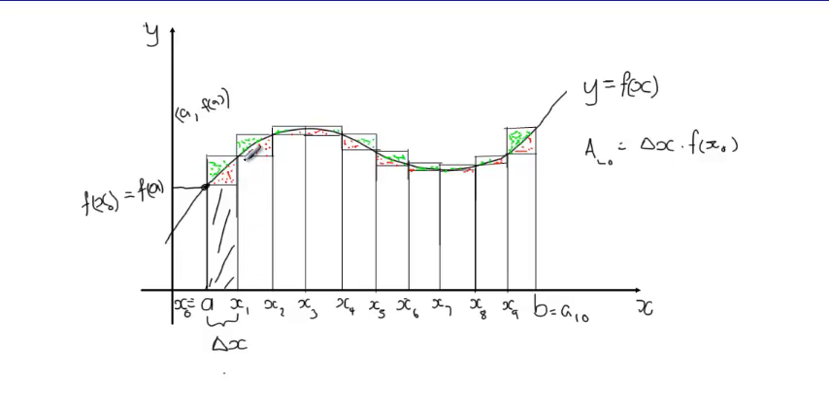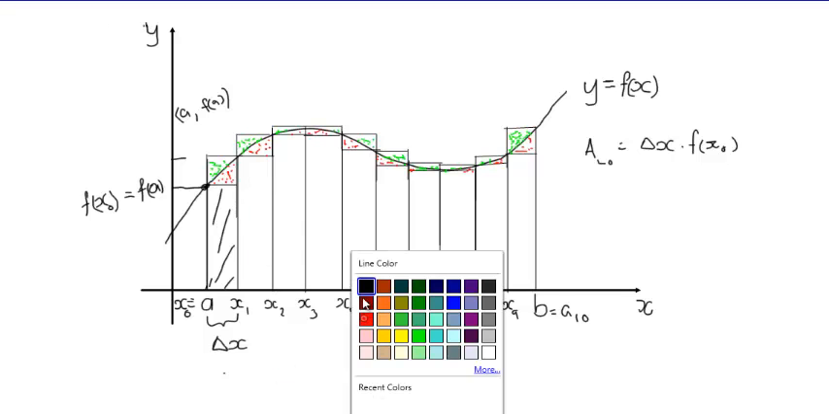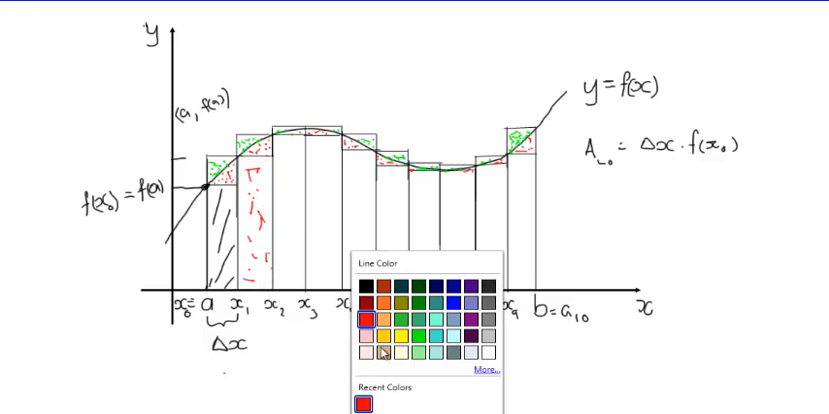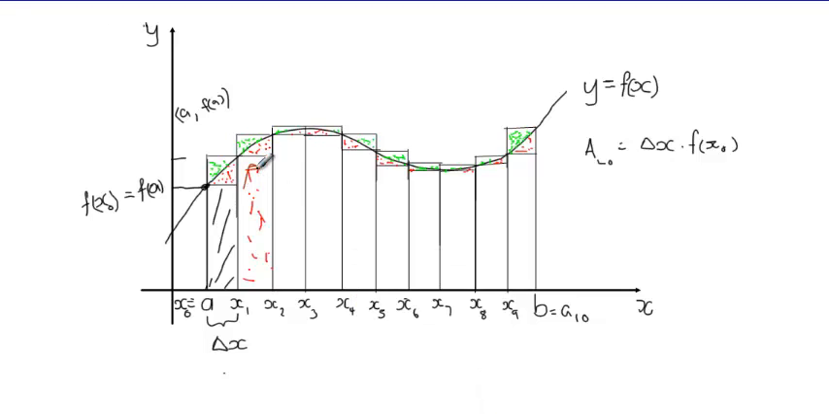When I come here, I can evaluate x1 and get the value there. Maybe that color is wrong there because I've already got red there. Let me take a brown color. I calculate this area. So then I can do that with each of the stripes. Now, if I do that with each of the stripes, I can then add all of them, and then I've got an approximate area of that thing.